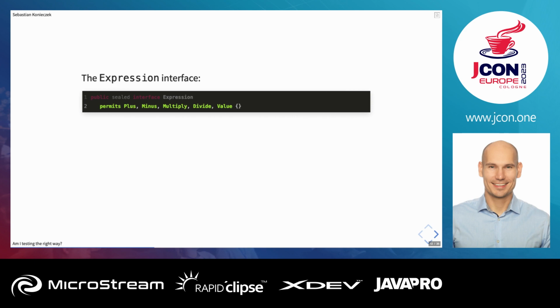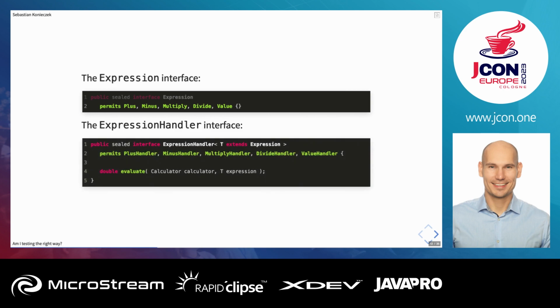So now that we have an expression, we probably need something that knows how to deal with these expressions. And for this, we created the expression handler interface. So the interface looks like this, and is again a sealed interface. So we only allow for specific implementations, and as you can see, for every expression there is a corresponding handler here that we provide. And this interface also defines this evaluate method that is then responsible for evaluating the concrete expression later on. And we will see in a minute how this is implemented with an example.